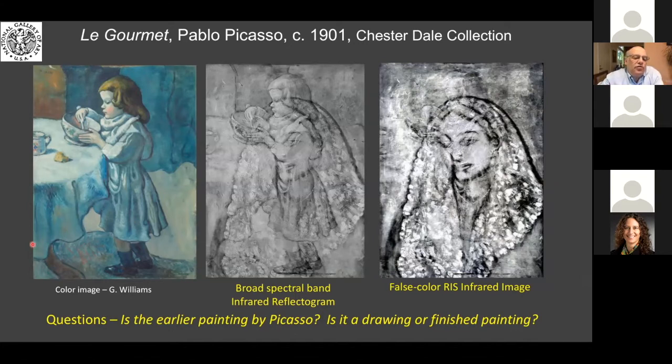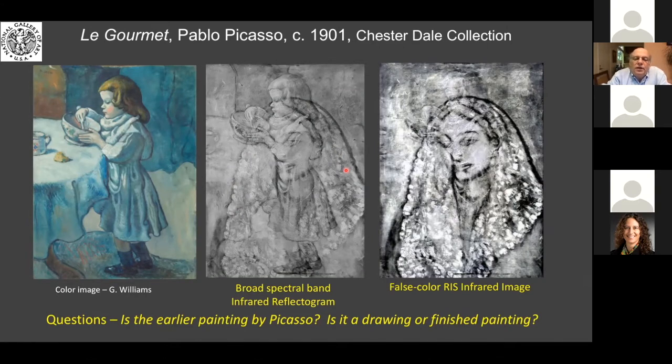So here's the color image of the painting that exists today, Le Gourmet, which shows a boy eating out of this bowl. And then a standard infrared reflectogram, a standard technique, just a photograph in the near infrared that conservators use to look at all paintings, shows that there is a woman beneath this boy. And the question that was asked was, is this by Picasso? Is this a drawing? Or is this actually a finished painting? And these are the type of questions that we get from the curators and the conservators to try to suss out.